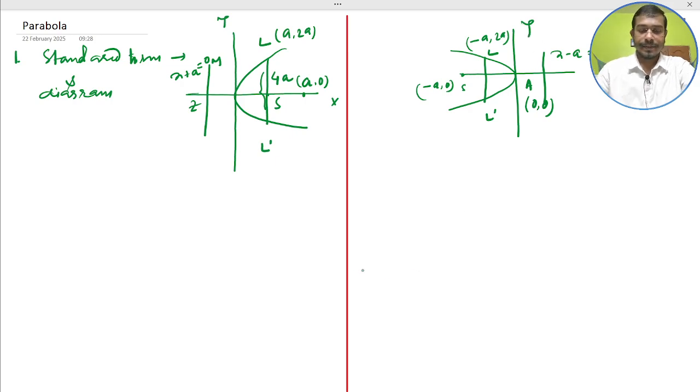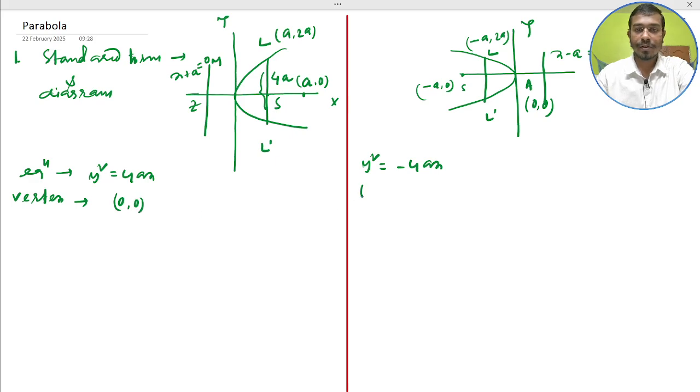So here the equation, first one, the equation: y square equal to 4ax, mind it, and here y square equal to minus 4ax. Here the vertex is 0, 0. Here also 0, 0 for y square equal to minus 4ax. The focus, here the focus means a, 0, and here minus a, 0 for y square equal to minus 4ax.